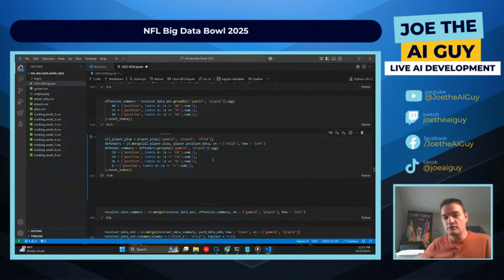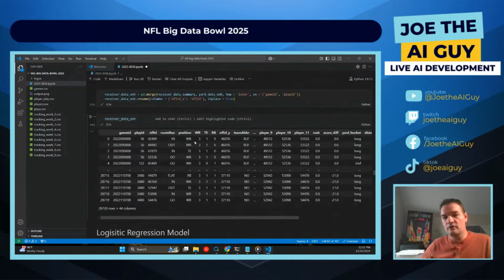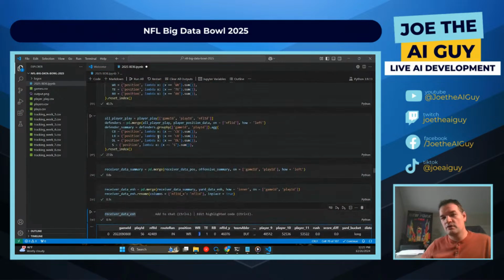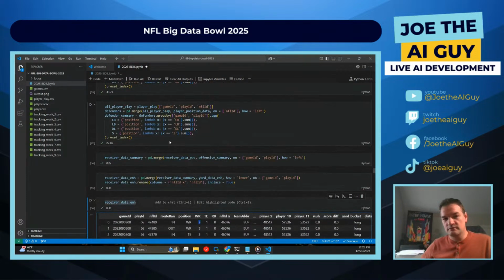The idea behind what we're doing here is very similar to how we added fields here for what were the receivers, the tight ends, the running backs. We're going to do the same thing for what the defense is doing here. So looks like that only took 20 seconds to run. Then we have to pull that information here into the data set.